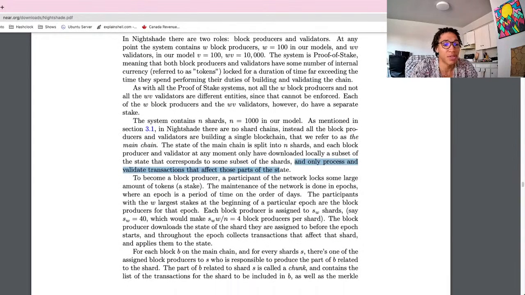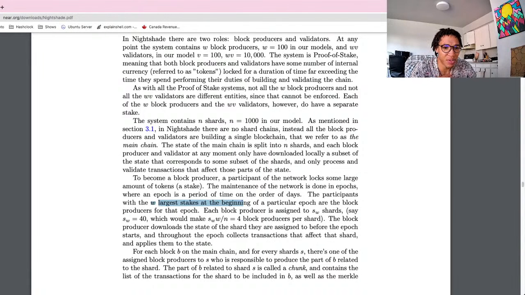To become a block producer, a participant of the network locks some large amount of tokens, a stake. The maintenance of the network is done in epochs, where an epoch is a period of time on the order of days. Okay, so epochs are days. The participants with the W largest stakes at the beginning of a particular epoch are the block producers for that epoch.